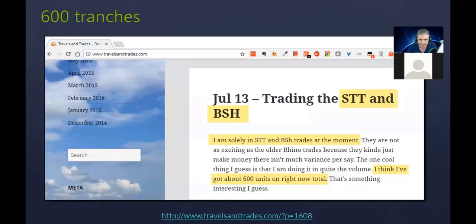Well, we have another trader here. If you go through to Travels and Trades, here's one of our members that's been a part of the community from pretty much the get-go. And he has traded many different types of trades, road trips, rhinos, M3s, whatever. And you can see from this blog post, which you're free to look up yourself, that he is solely in our trade types, and he's now trading these guys at 600 tranches.